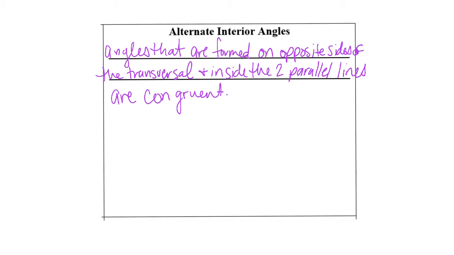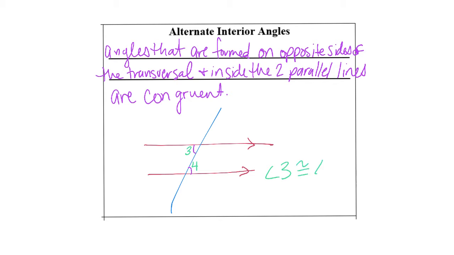So yet again, I have my same picture, my parallel lines cut by a transversal. So it's saying they're on opposite sides of the transversal. So one will be on the left, one will be on the right, but they're in between the parallel lines. So let's use numbers: 3 and 4. Those would be the angles that are congruent. And remember, we mark congruent angles with our little swoops. So we would be able to say angle 3 is congruent to angle 4.